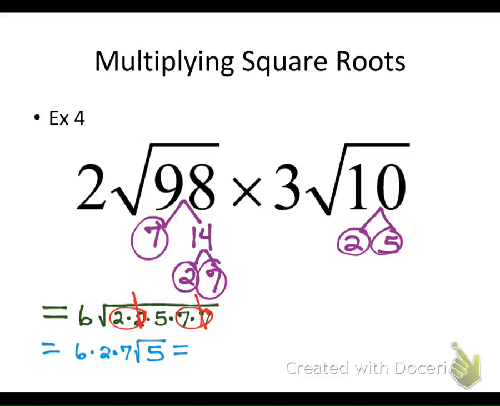So 6 times 2 is 12. 12 times 7 is, use your calculators, 84. And my radicand stays the square root of 5. Now, the step I'm underlining right now in pink, you don't necessarily have to show me that you're taking the 6 times the 2 times the 7, all right? But everything else you do have to show me. Does that make sense? Do you understand what I'm saying there?